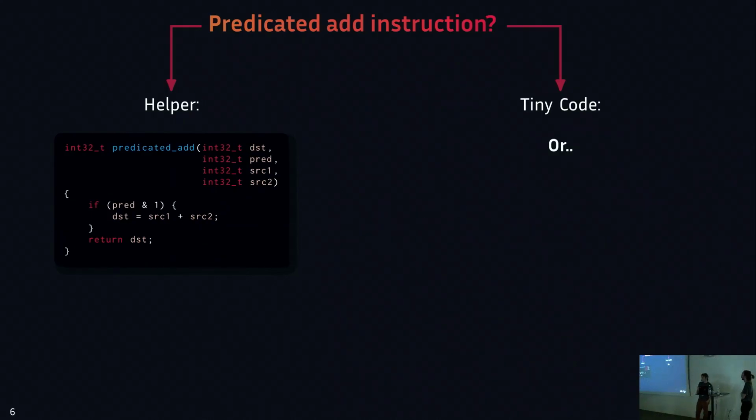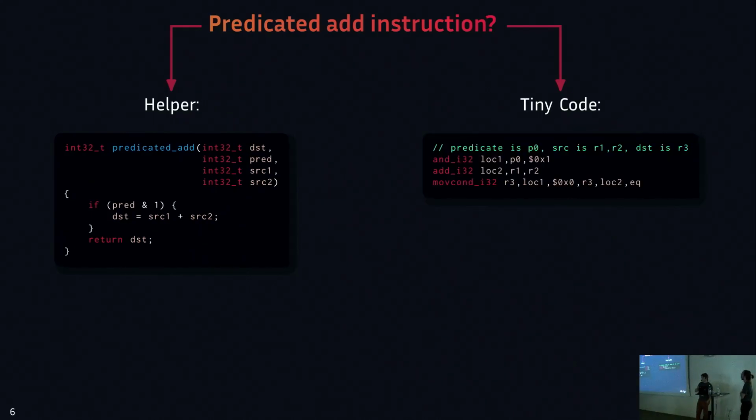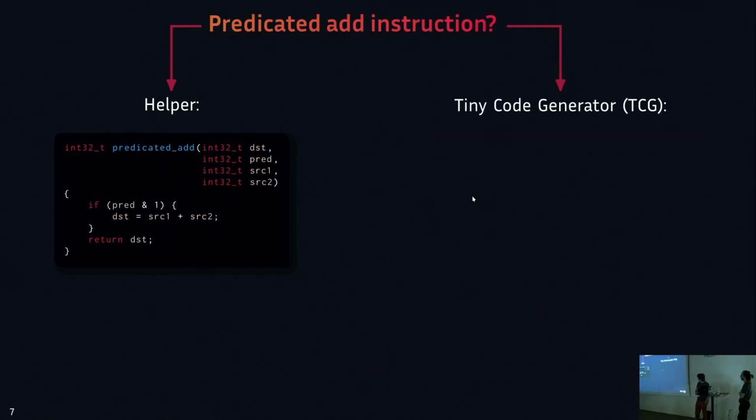Or if you want to be a bit smarter, you can use a conditional move, because tiny code, the IR of QEMU, also has a conditional move. So you can perform the addition unconditionally, so you always perform it, but then you decide to write into R3 the result only if the condition that you want to verify holds.